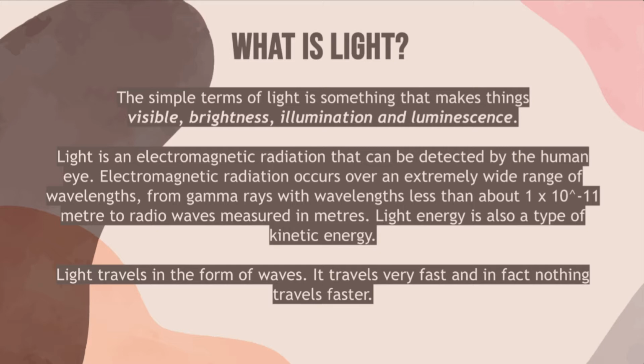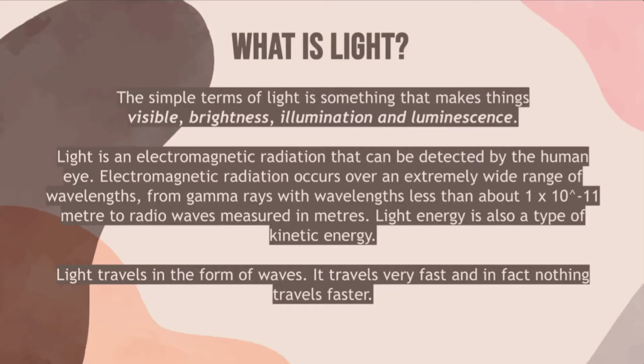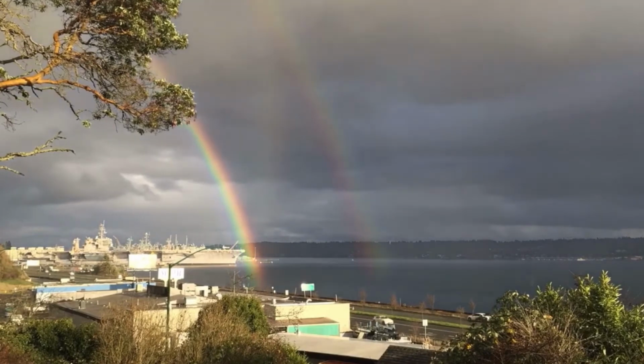Light energy is also a type of kinetic energy. Light travels in the form of waves. It travels very fast, and in fact nothing travels faster than light. So next, we will talk about rainbows.